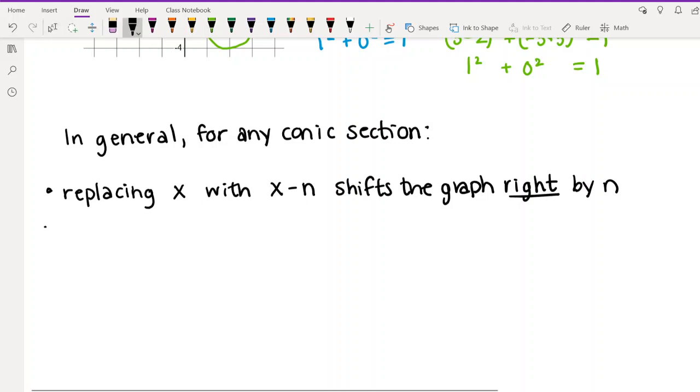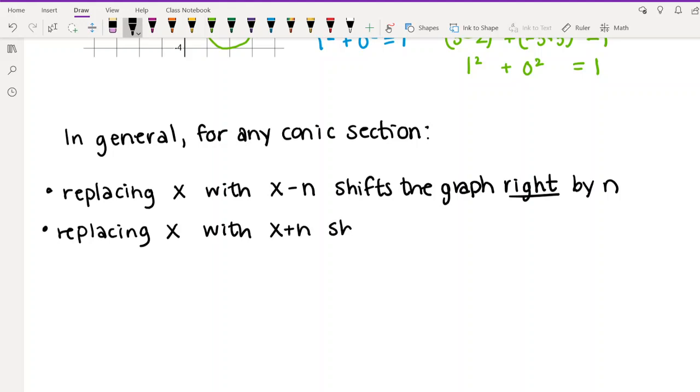This is something we're familiar with from pre-calculus 1. It goes kind of the opposite direction than you would think. Subtracting shifts it to the right, and replacing x with x plus n shifts the graph to the left by n.